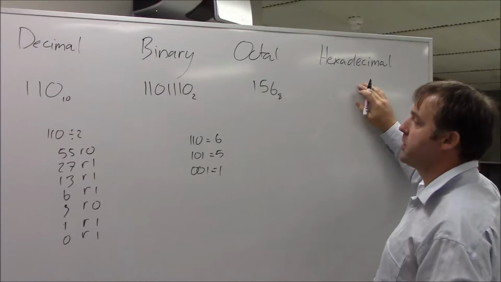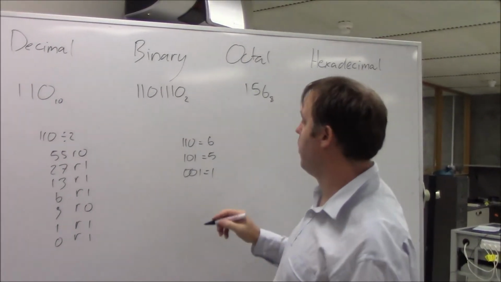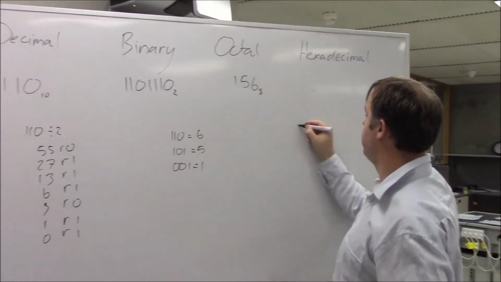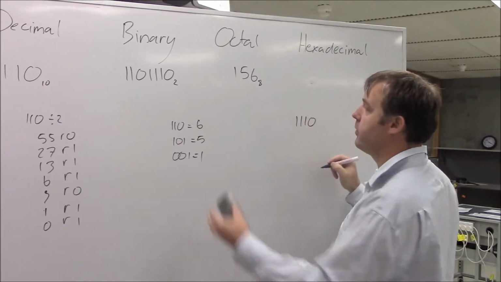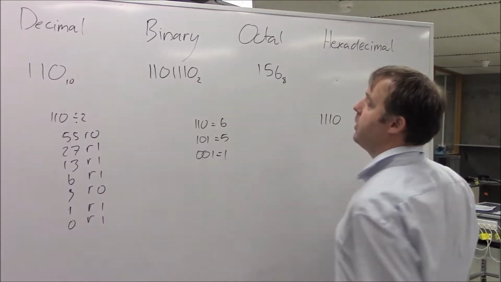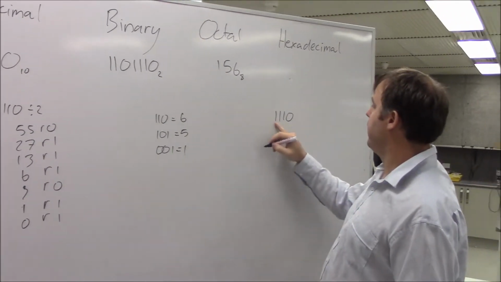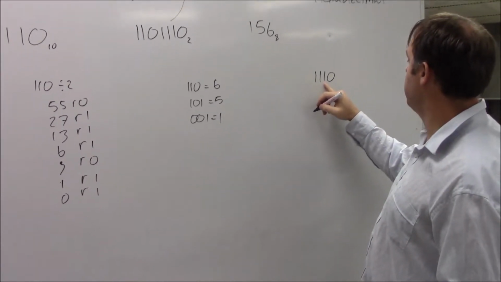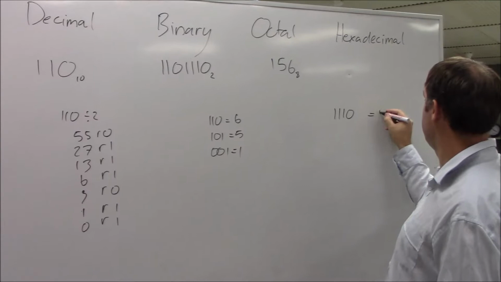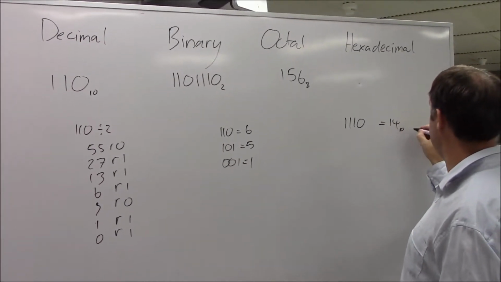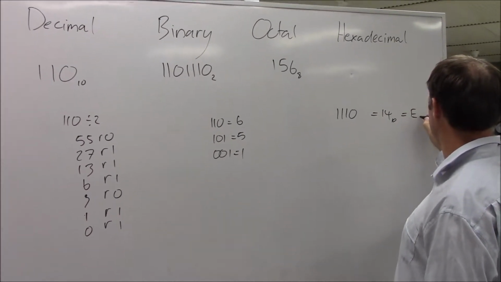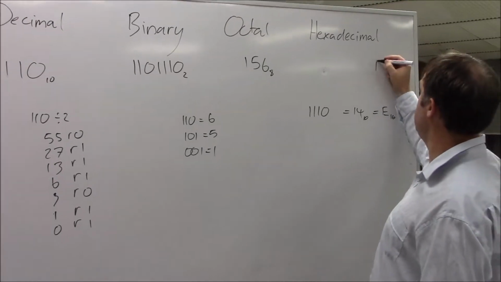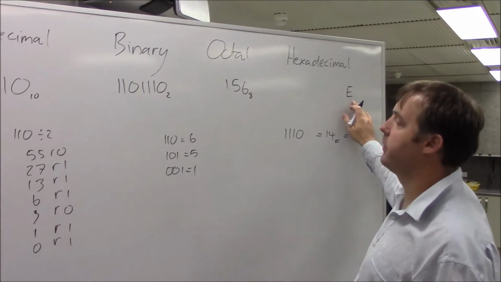Hexadecimal, we do the same thing except we're now going to group in groups of 4. So the first one is 1110, so look at the right-hand most 4 there. And that is an 8 plus a 4, which is 12, plus a 2, which is 14. 14 base 10, which is equal to E base 16. So E is my least significant character.